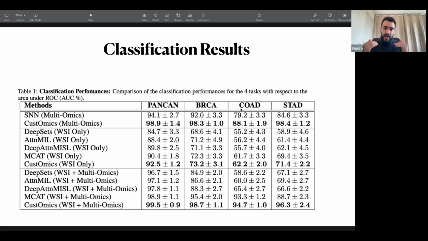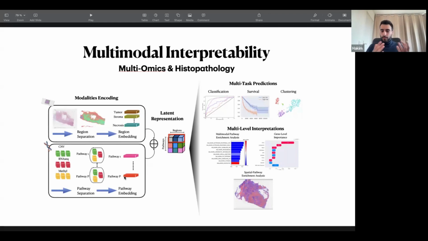And we see here again that our CustOmics framework is able to outperform the state of the art, and this is mainly due to the fact that the multi-omics integration is very performant compared to the different multi-omics approaches used in the literature for multimodal integration, mainly the SNN networks. So for the interpretability part, I will show you the different levels of interpretability that the model can output.